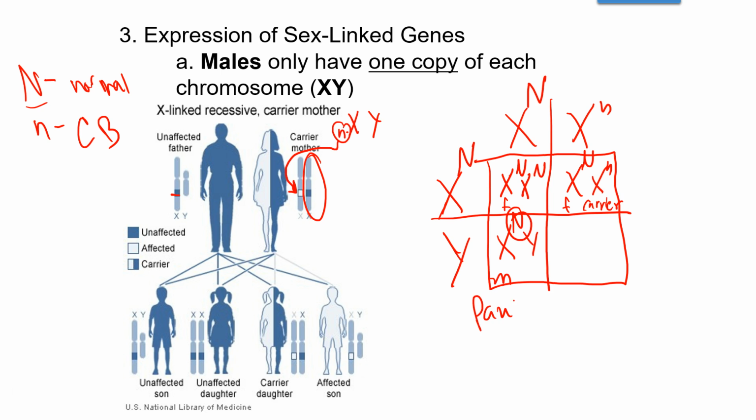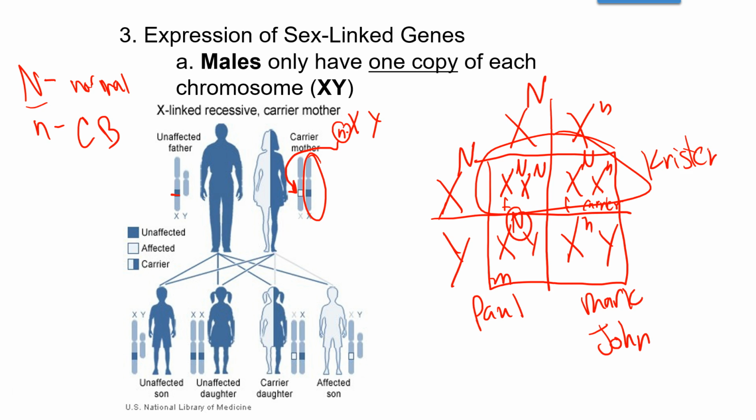That's my brother Paul right there. And this is an X, N, and a Y. And that's me and my brother Mark, who's colorblind, and me, John. Now my sister Kristen is up here. She's either a carrier or she does not have it at all. We'd have to wait until she has children and know what the phenotype of her husband, if she gets married, has.